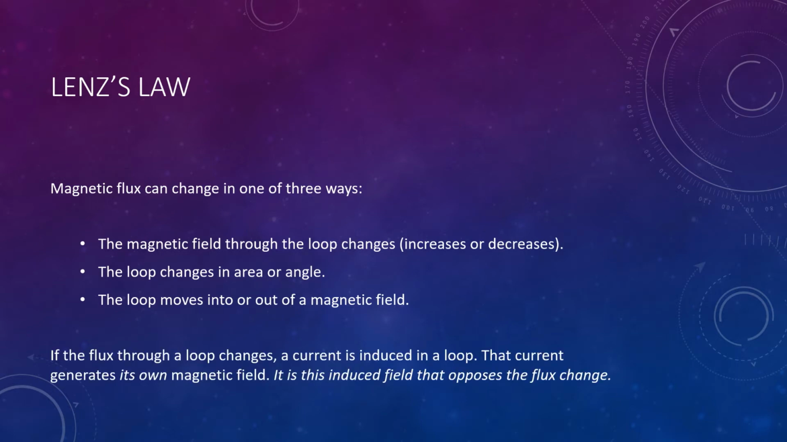Now, if the flux through the loop does change, we know again that a current is induced in that loop. So here's the key. That current generates its own magnetic field. Right? Because we know now that currents produce magnetic fields. It is this induced field that will oppose the change in flux.